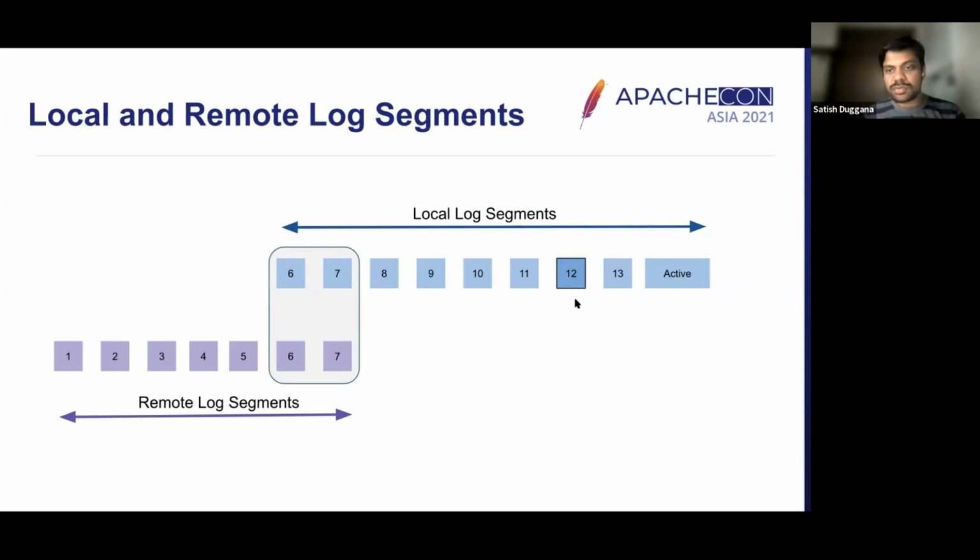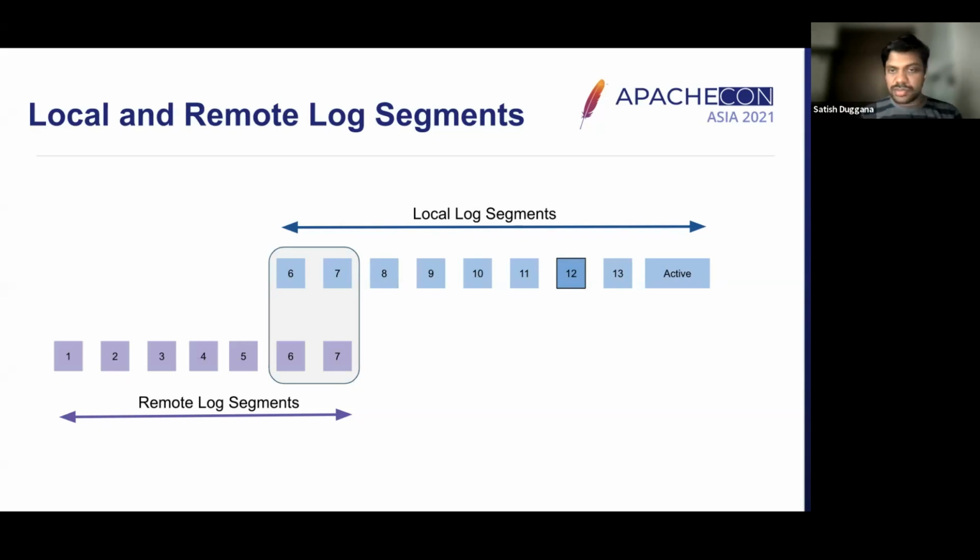Until the 12th segment, all these segments can be copied to remote storage. The constraint here is that the segment's end offset should be less than or equal to the last stable offset. That means we want to copy only the segments containing messages which have completed their transactions.